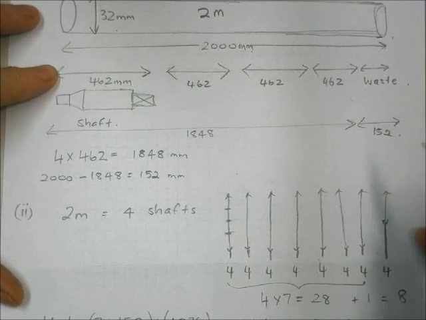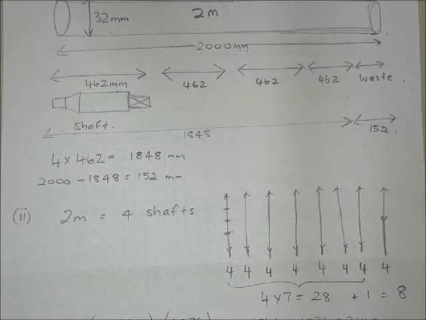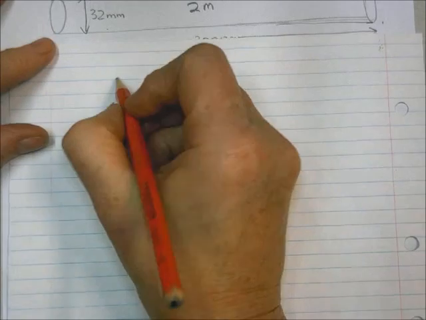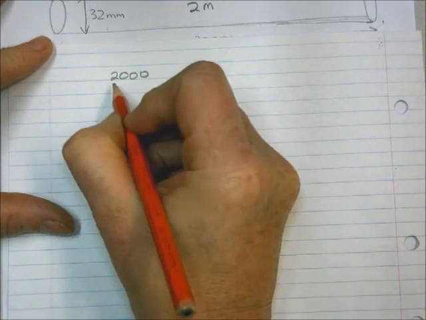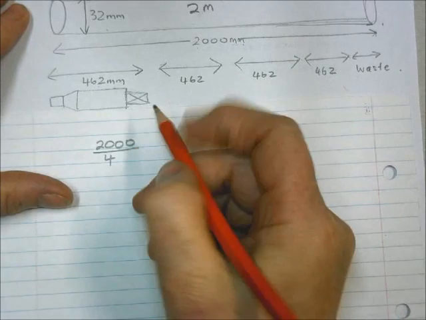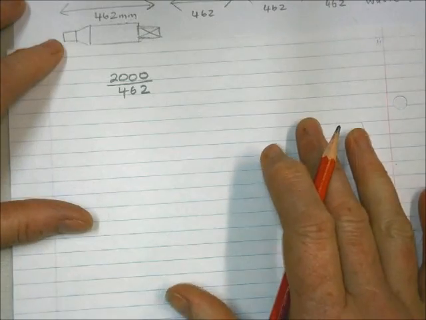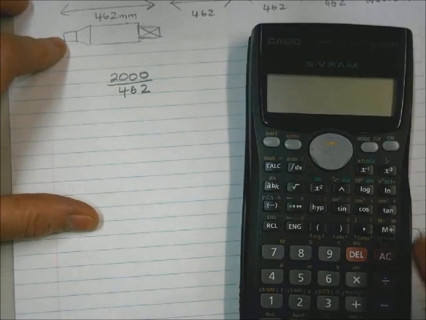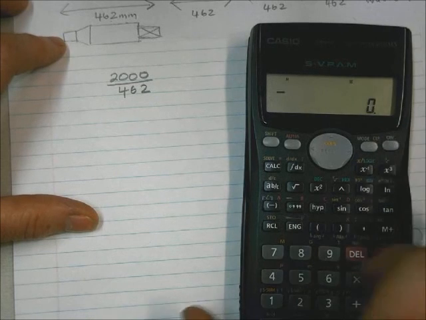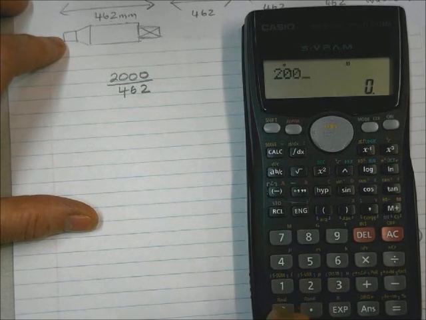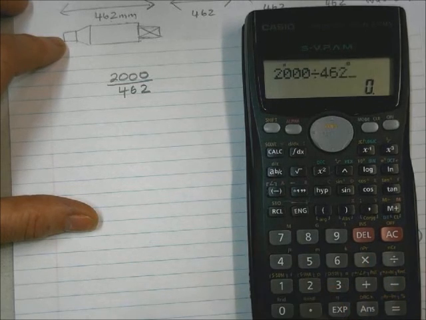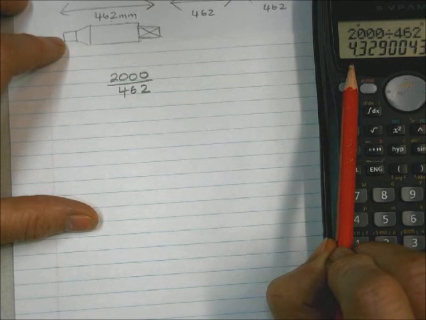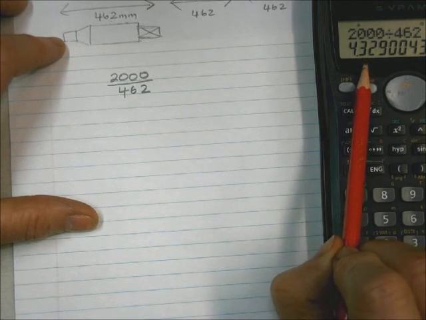So the easiest way to work that out, I've done it earlier, is to get a piece of paper, and we want to divide 2,000 by 462, and that will tell us how many will fit into the 2 meter shaft, or 2 meter rod. Okay, so we'll use our calculator. 2,000 divided by 462. Okay, it's 4.3. So we can get 4 whole shafts and 0.3 is left over.